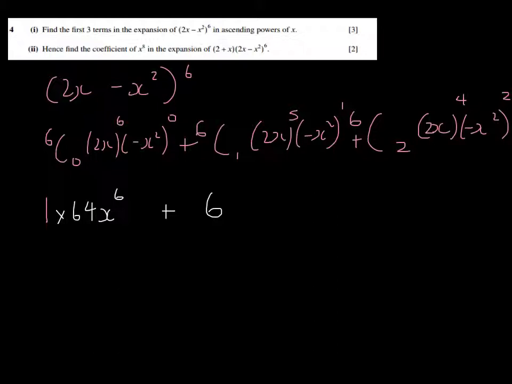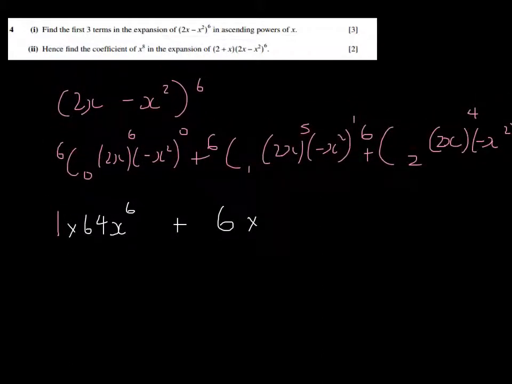So what's 2 to the power of 5? It's 32. And then x to the power of 5. Right, negative x squared to the power of 1. We've got to do everything inside the bracket to the power of 1. So negative 1 to the power of 1 is negative, and x squared to the power of 1 is x squared. So that comes out to be times negative x squared. And we'll tidy all that up in a second.